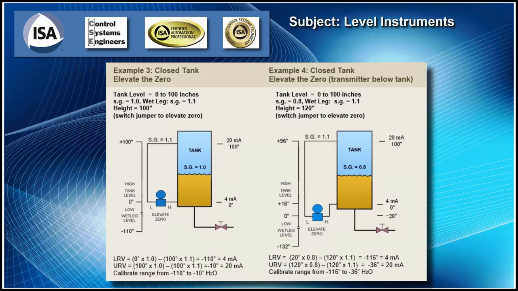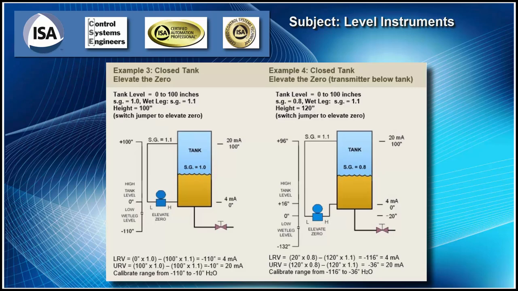Okay, here in example 4, we'll see it's almost like example 2, except we have a wet leg or a reference leg. Now, if you look on the right-hand side of example 4, you'll see the transmitter is 20 inches below the tank. But notice the tank has a specific gravity of 0.8. That means the fluid is only 80% of the weight. Therefore, we would take 80% of 20 inches and we would get 16 inches. Remember, this is 80% of the weight of water.